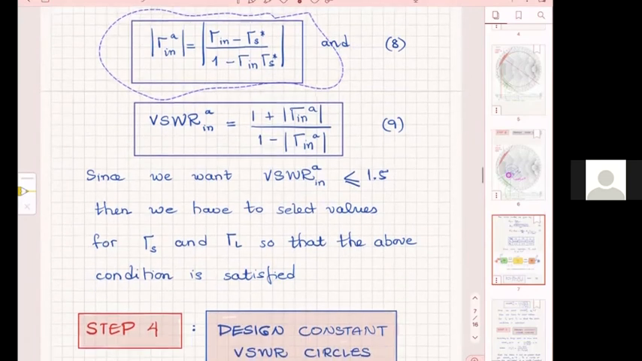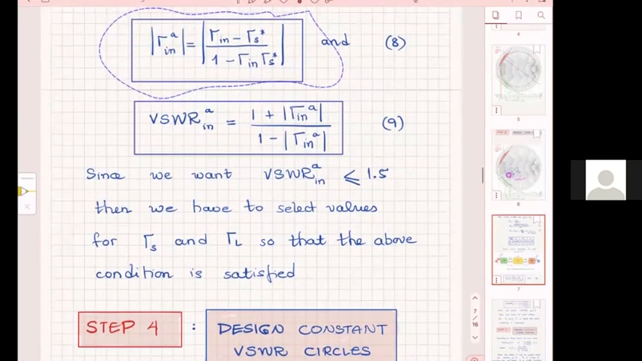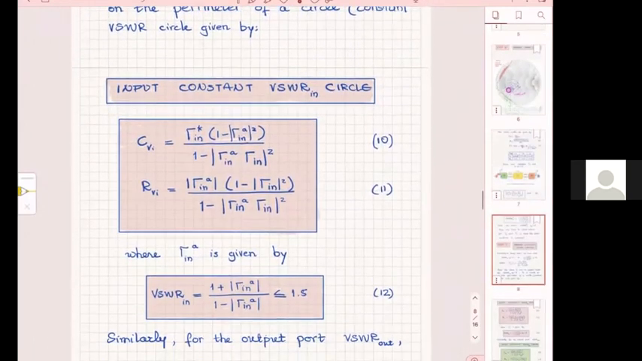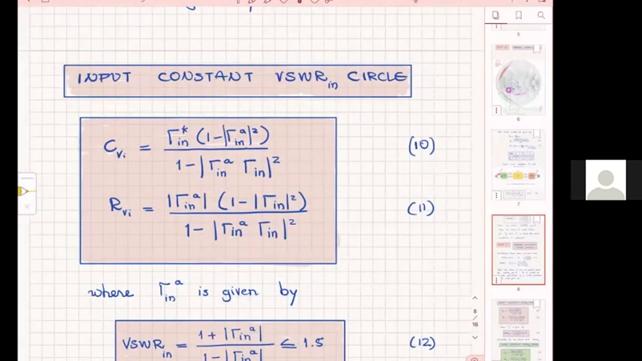And therefore, for different values of gamma S you will have different values for VSWR. But you find that all of these gamma S values that correspond to a particular VSWR are on circles. These are called the constant VSWR circles. Of course, they are at the input. C sub VI means the center of the constant VSWR circles at the input port, and it is given by expression 10. So this is where all of the centers are.